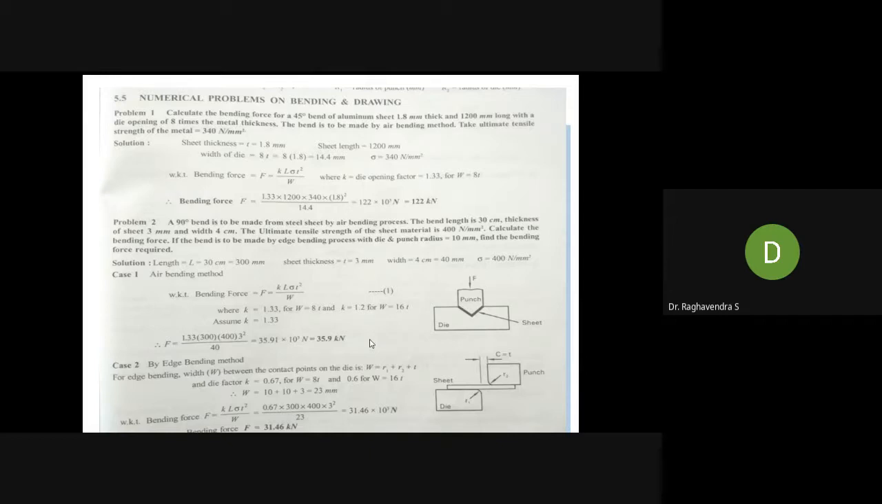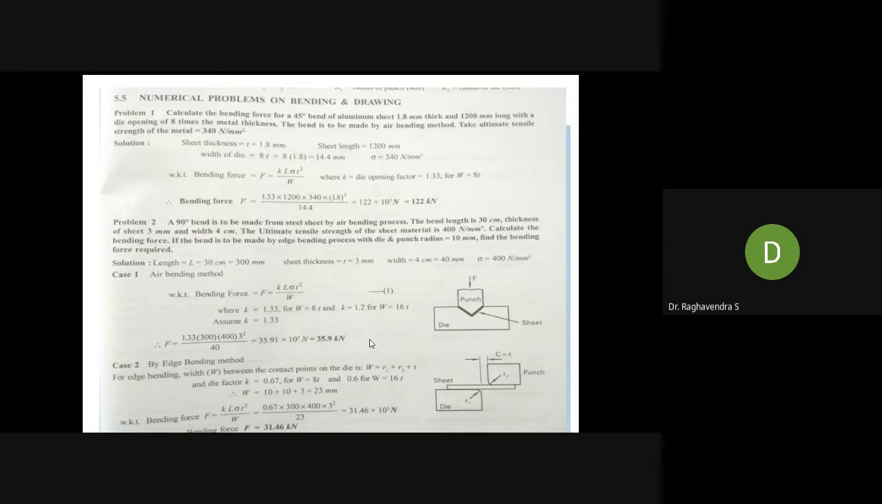Right. Let us see one more question similar to this. A 90-degree bend is to be made from a steel sheet by air bending process. The bend length is 30 centimeter, sheet thickness is 3 millimeter, and width is 4 centimeter. The ultimate tensile strength of the sheet metal is 400 Newton per mm square. Calculate the bending force. The bend is to be made by edge bending process with a die and punch radius 10 mm. Find the bending force.